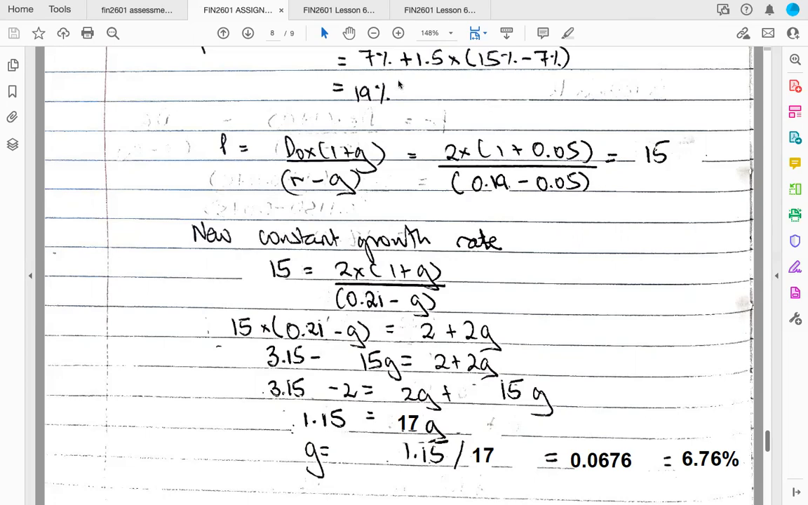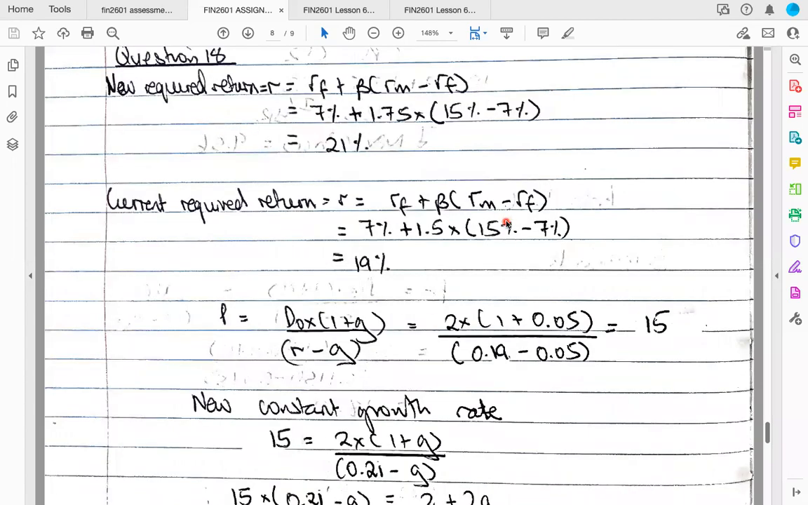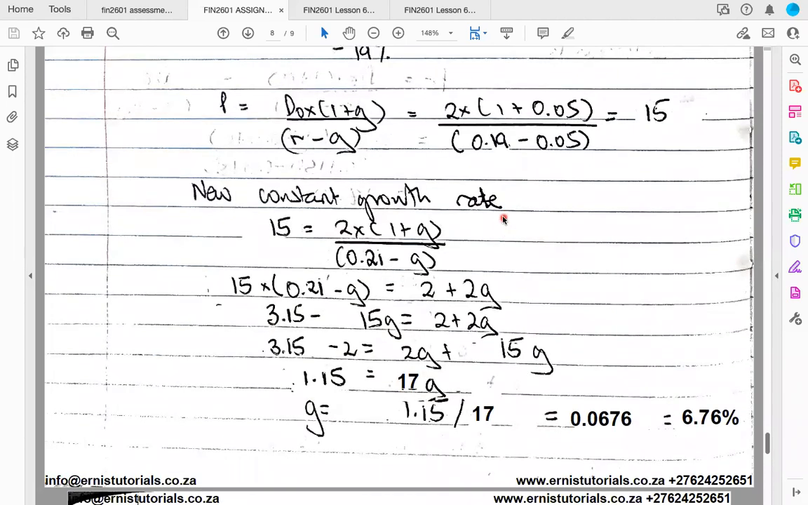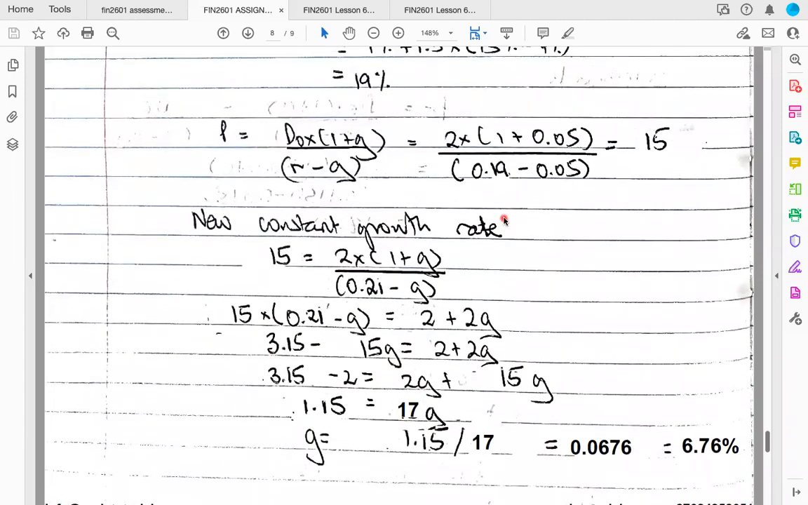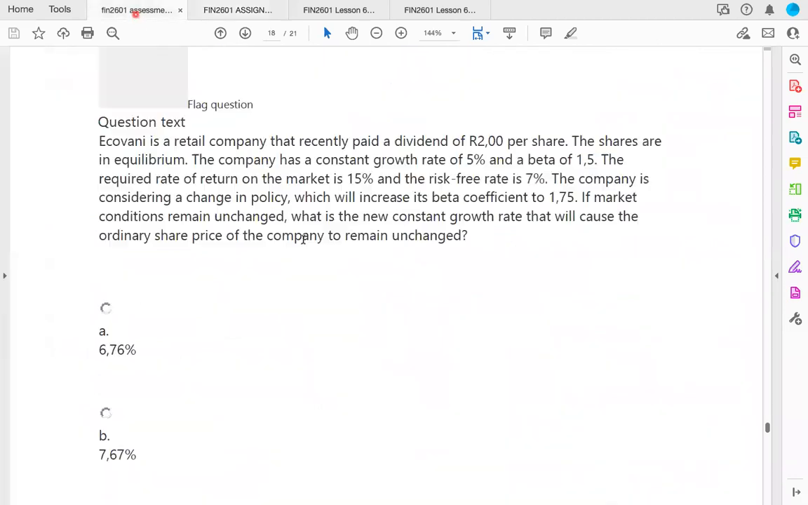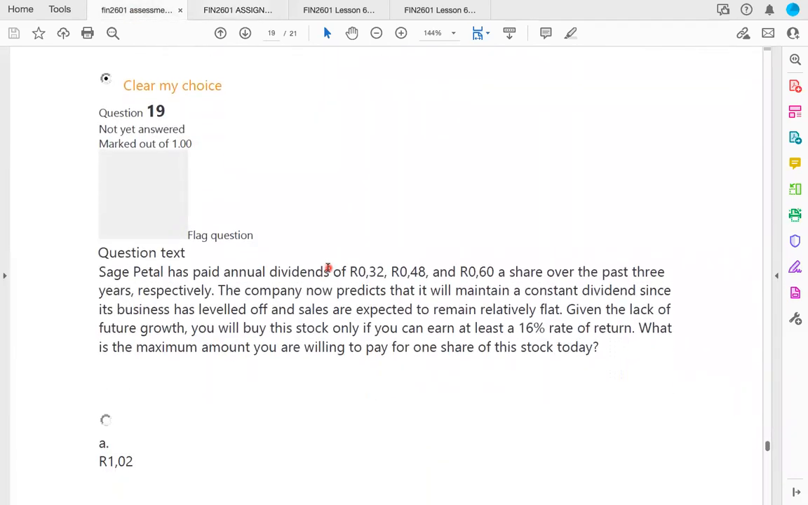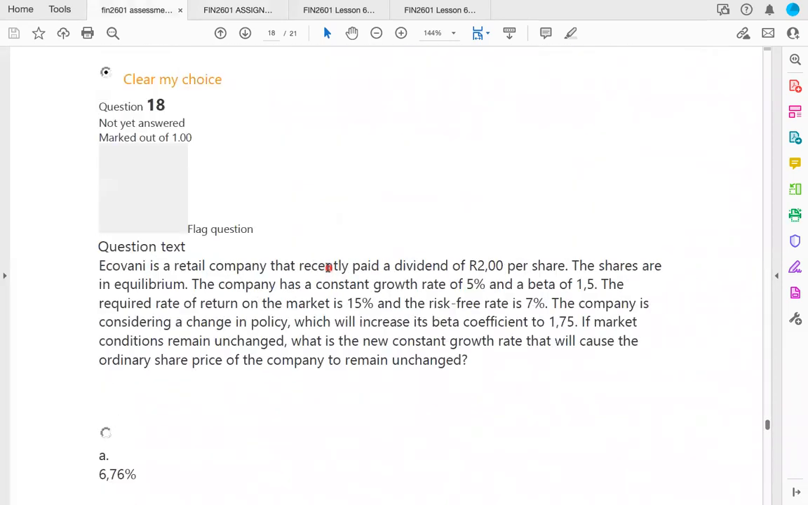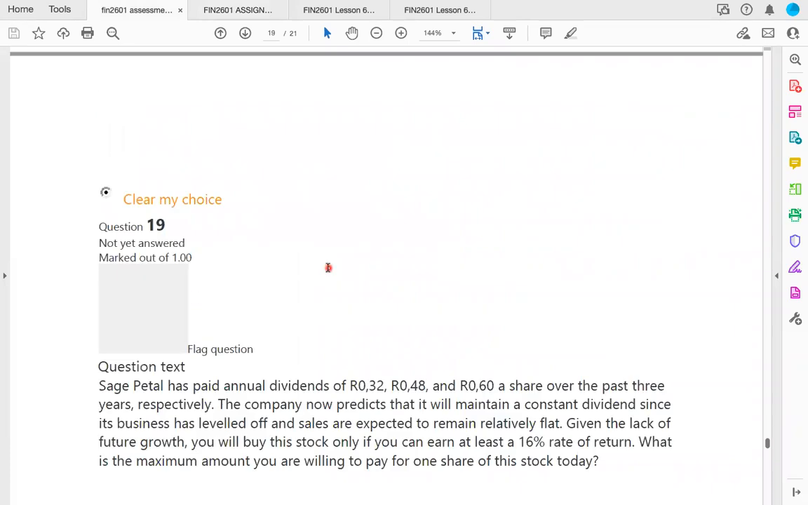So these are the types of examples where you really have to think about everything you've been given and what it means and how it's all related. Sometimes it can get a bit tricky, but that's the whole idea with these questions. Next, so that was question number 18.